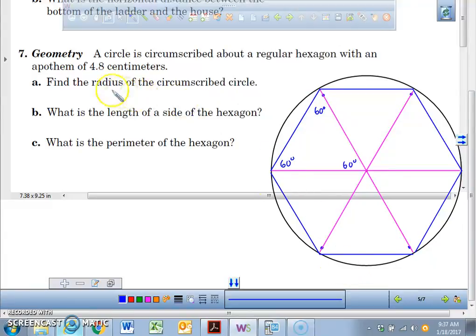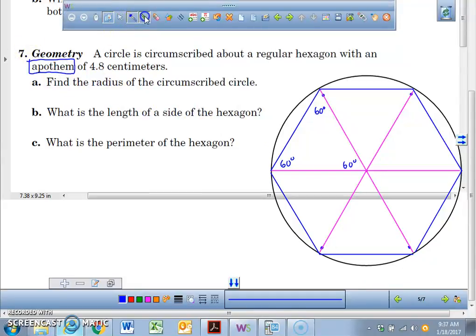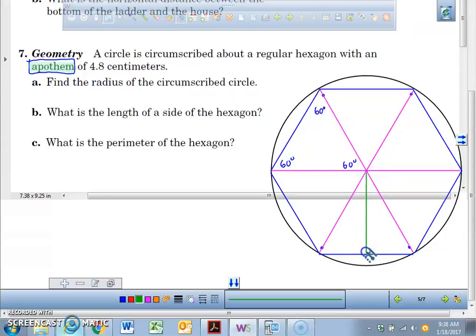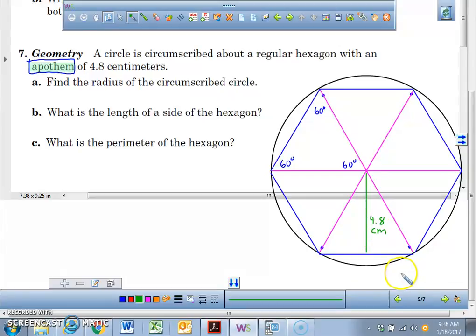Okay? Now, it says that we've been given what? We've been given an apothem. Okay? I'm going to highlight this in green because an apothem is from the very, very, very center of your polygon straight down to the middle of one of its sides. And it says the apothem is equal to 4.8 centimeters. So I'm going to label my apothem 4.8 centimeters.